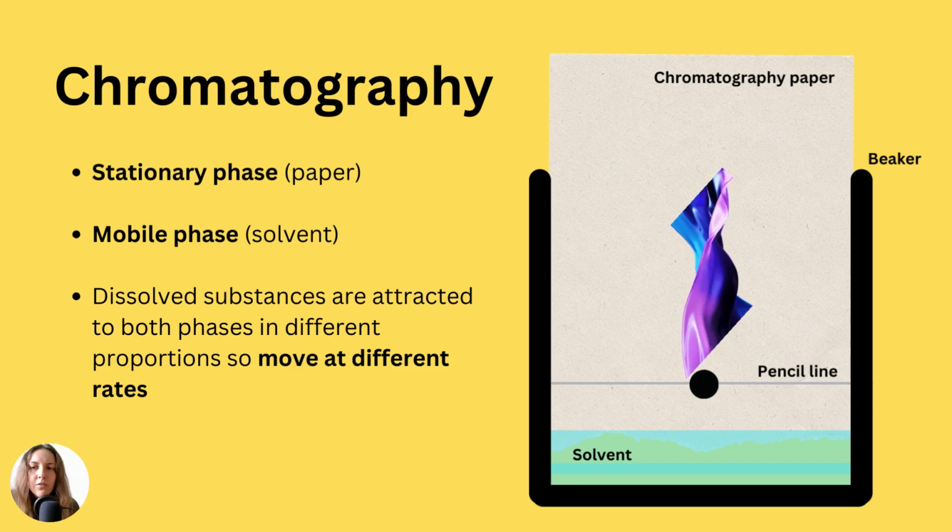The mobile phase as well is the solvent that moves through the paper, and this carries the different substances with it. And the reason it does that is because the different dissolved substances in a mixture are attracted to the two phases in different proportions, and this causes them to move through the paper at different rates and allow for that separation to be seen. This is very useful in industry if we want to identify certain substances that make up a particular mixture.